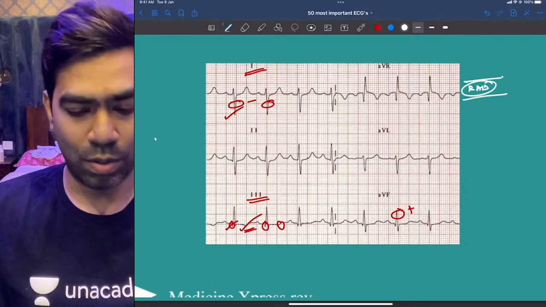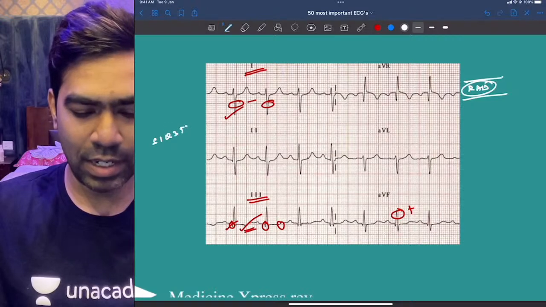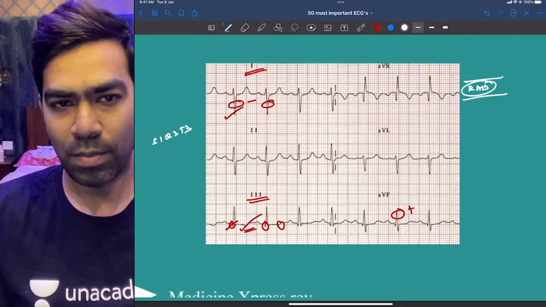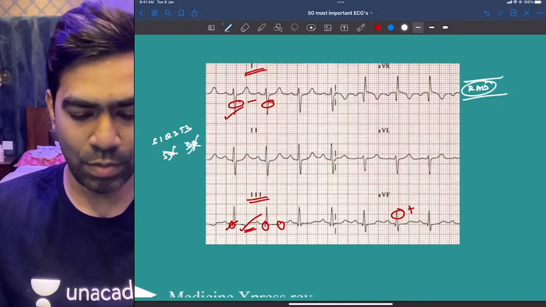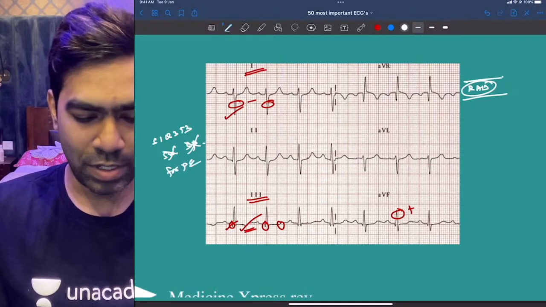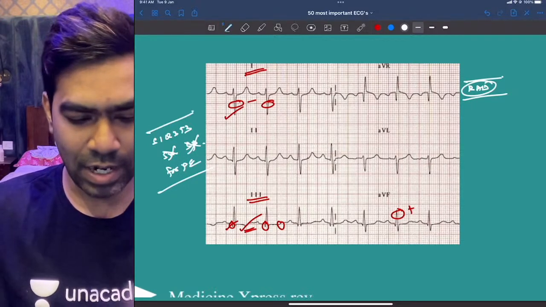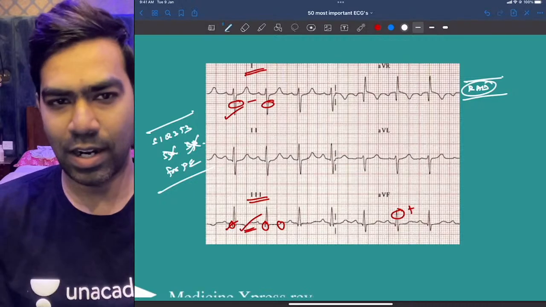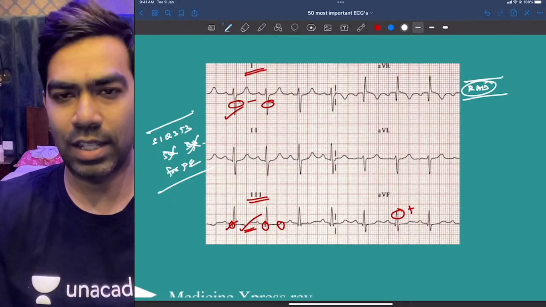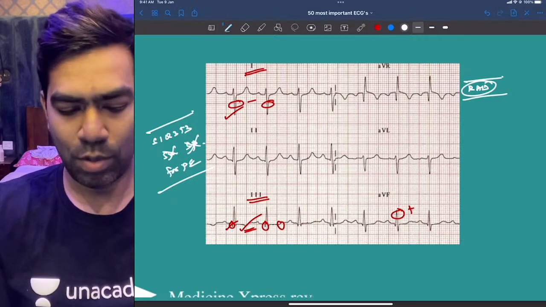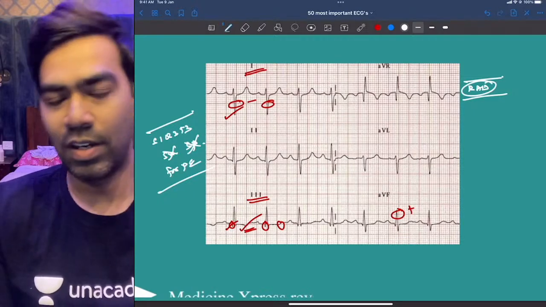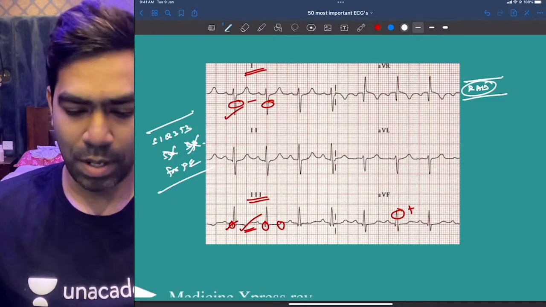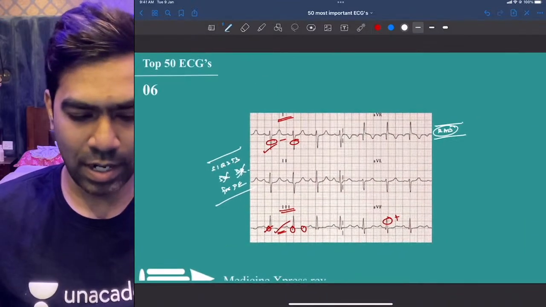And even though many people think S1Q3T3 means it is likely to be a pulmonary embolism, remember, this finding is neither sensitive nor specific for pulmonary embolism. This can be seen in a variety of other conditions as well. Even though at an undergrad level an S1Q3T3 pattern is considered to be pulmonary embolism, this finding is neither sensitive nor specific for the diagnosis of pulmonary embolism. It can be seen in plenty of other conditions as well.